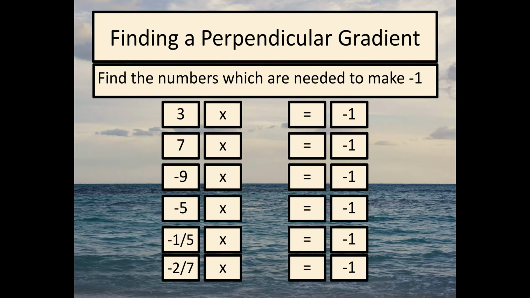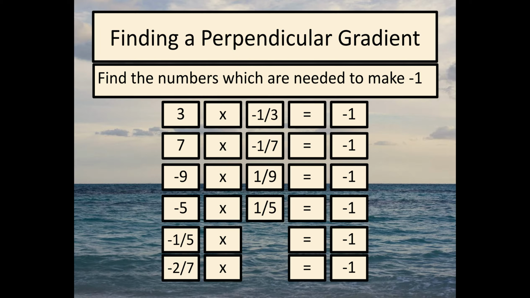Okay, so just to recap one more time, if we have all these numbers, you could pause the video here and practice this and try to figure out which ones are perpendicular. So for 3, we got -1/3. For 7, -1/7. For -9, it would be +1/9. For -5, it would be +1/5. For -1/5, it would be +5. And for -2/7, it would be +7/2. Again, those would be the gradients or slopes. Remember, gradient and slope are interchangeable.